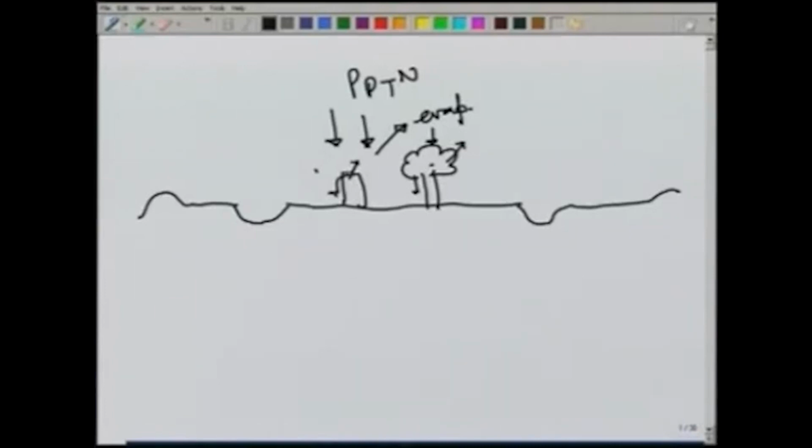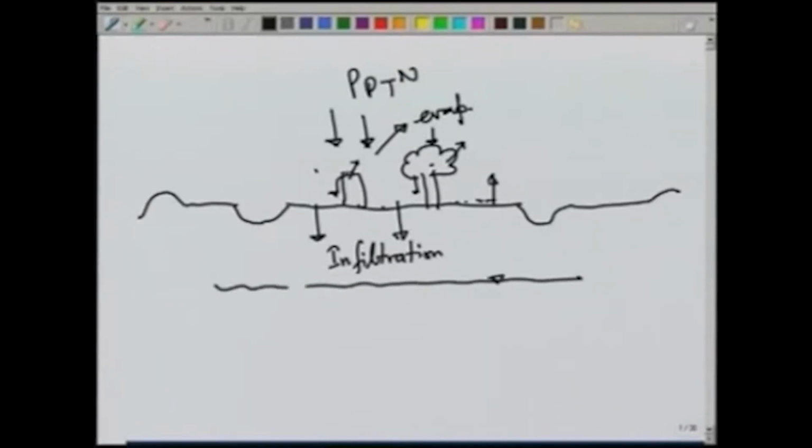Now, the part which falls on the ground, part of that will again evaporate from the ground surface, part of it will go below the ground level and is known as infiltration. Now, once this water goes underground, there is below the ground a saturated soil layer, and this is known as the groundwater.